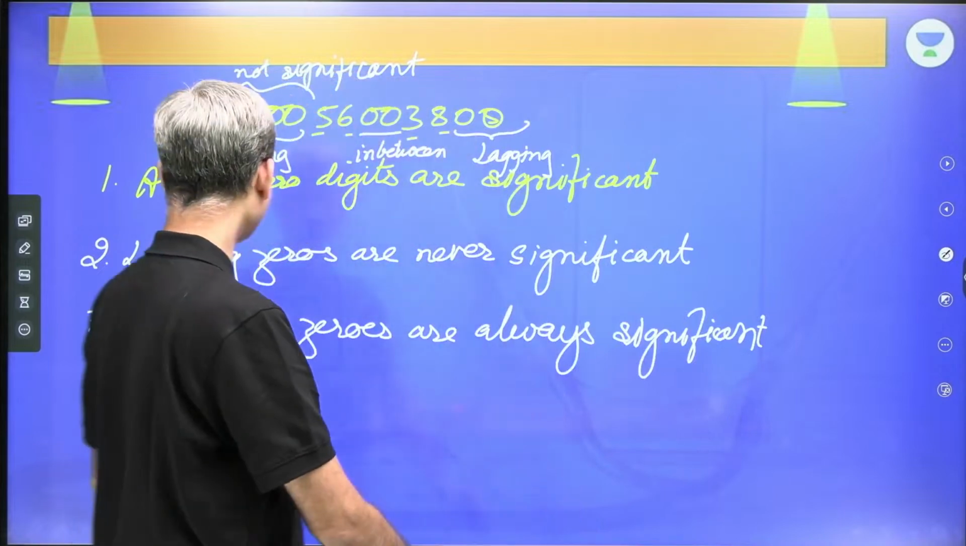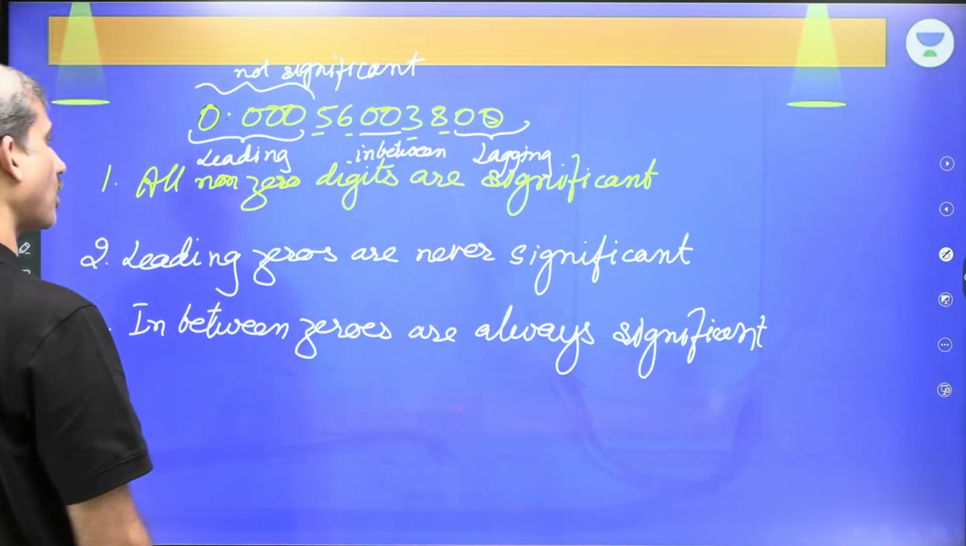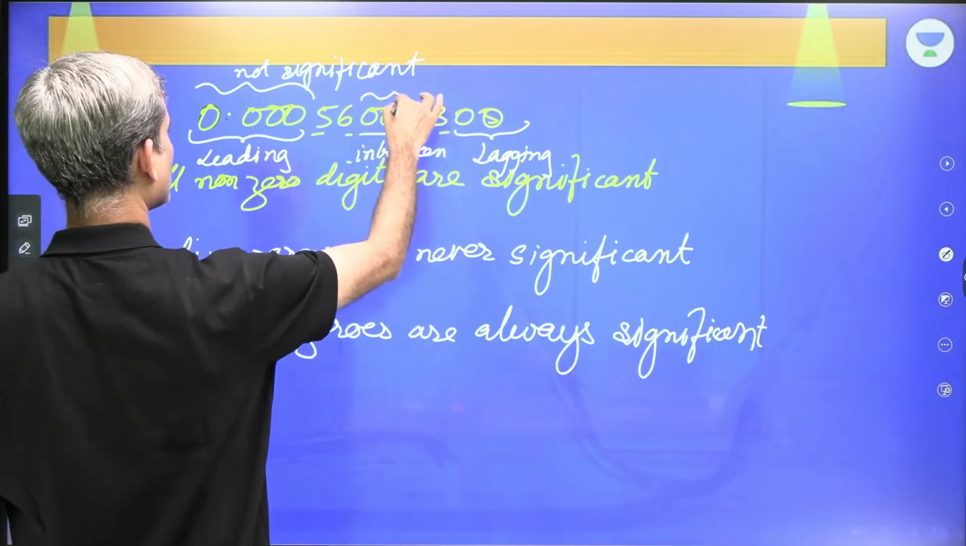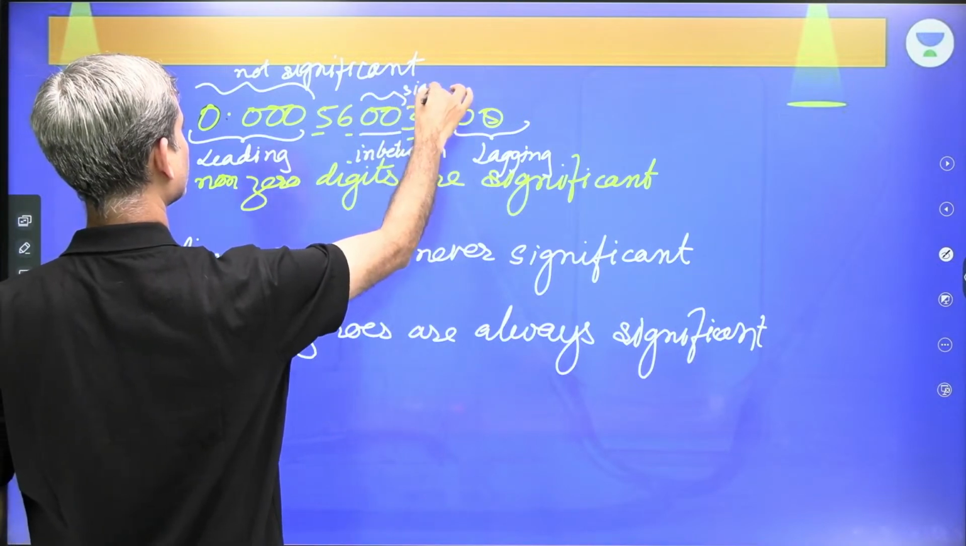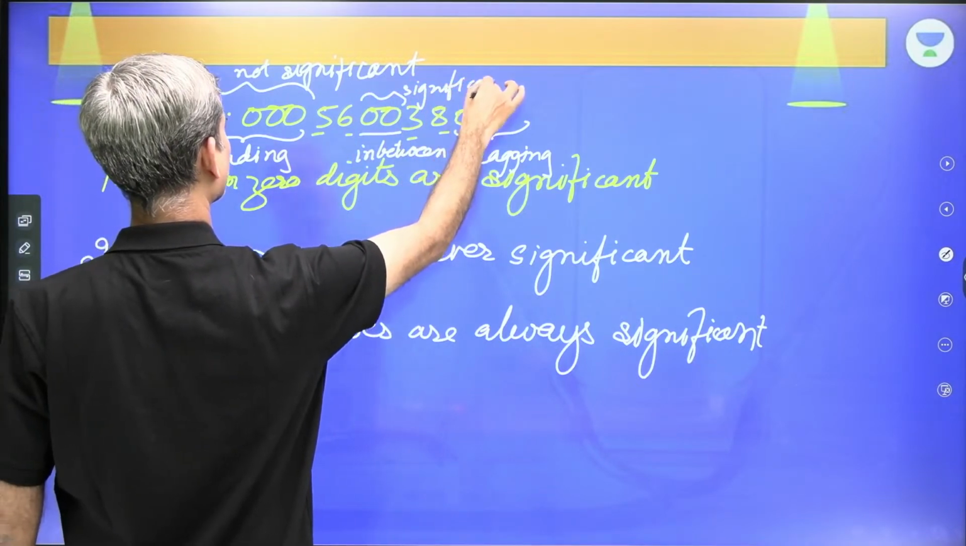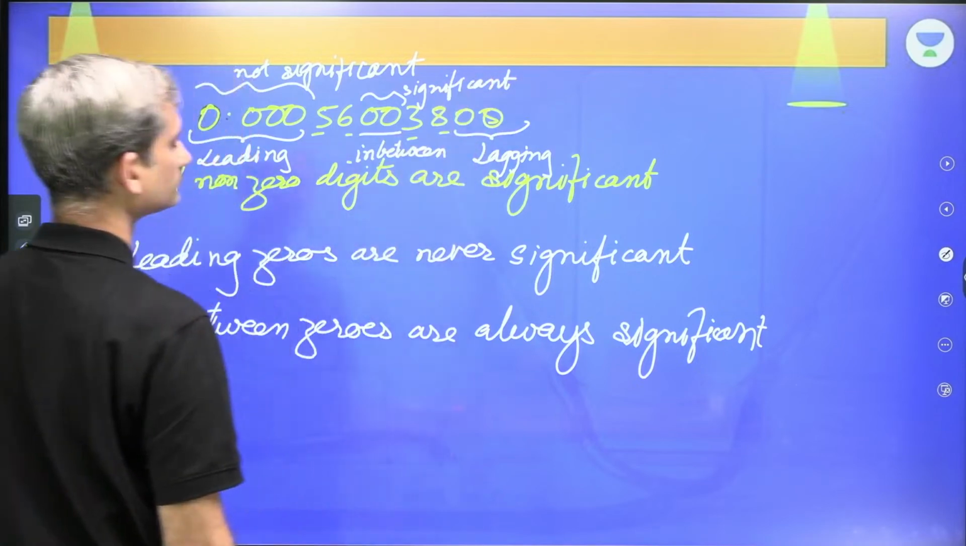So here we have the in between zeros are always significant. So that is what we are going to have significant. Okay.